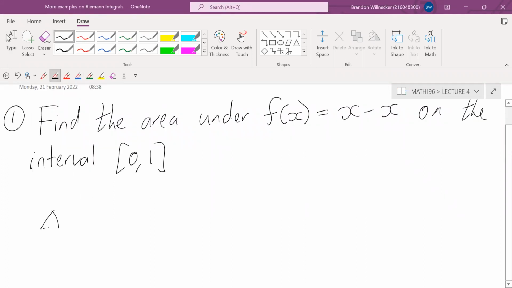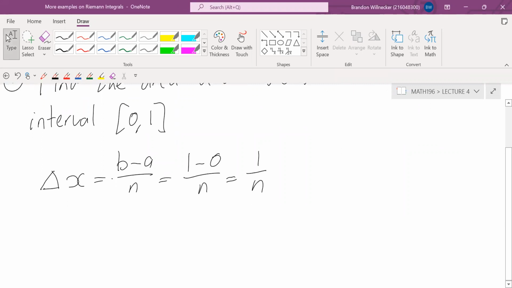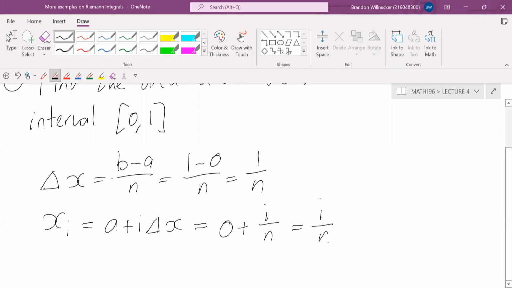We start off by finding delta x. That's going to be b minus a over n. In other words, the upper bound minus the lower bound divided by n. So that's going to be 1 minus 0 divided by n. So that's 1 over n. Okay, that's easy to do. The next thing that we need to find is x_i. Remember, this is a plus i delta x. And we already found delta x in the previous line. a is 0, so it's just going to be 0 plus i over n. So that's just i over n.